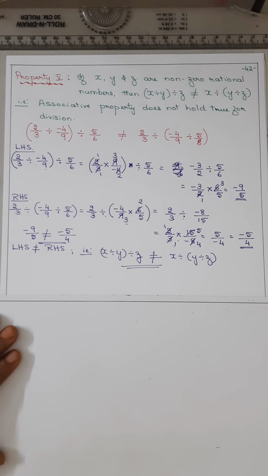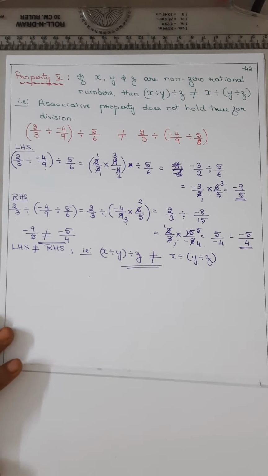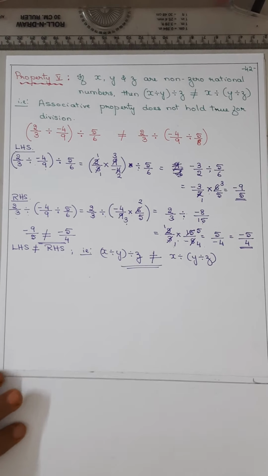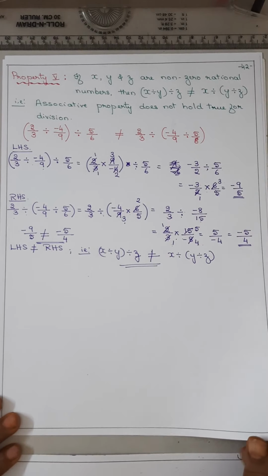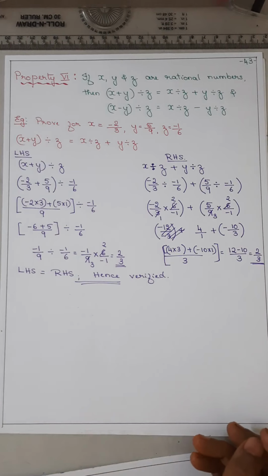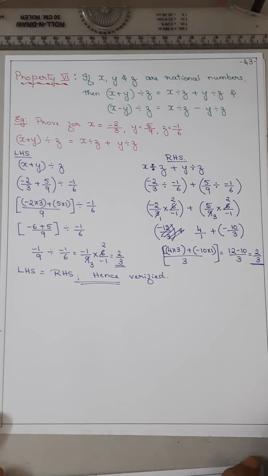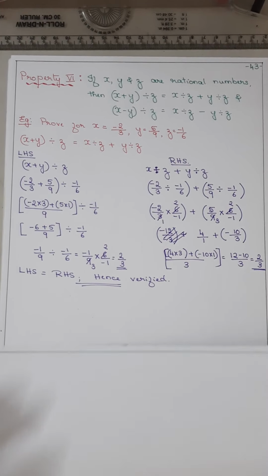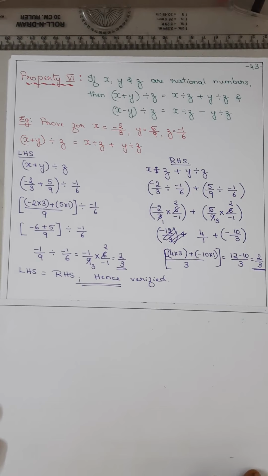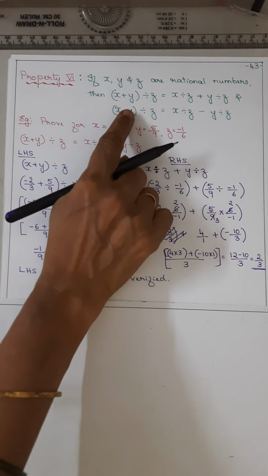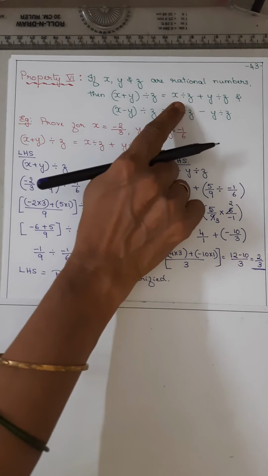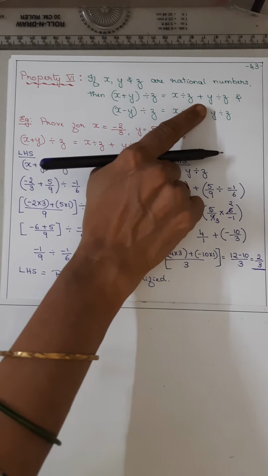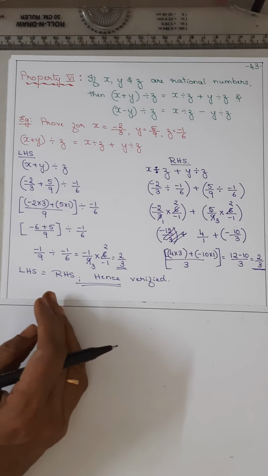You can write the question. Is it okay? So that was the associative property. Property number 5. Now coming to property number 6. What is it? It is x, y, z are rational numbers. Then x plus y divided by z is equal to x divided by z plus y divided by z.